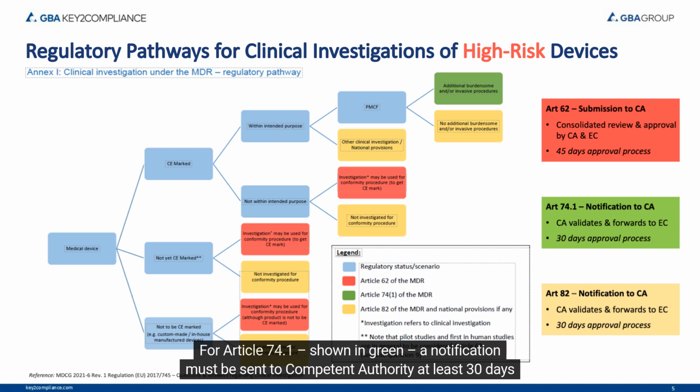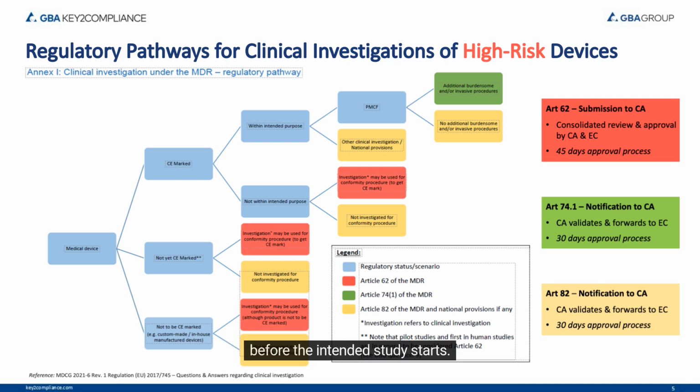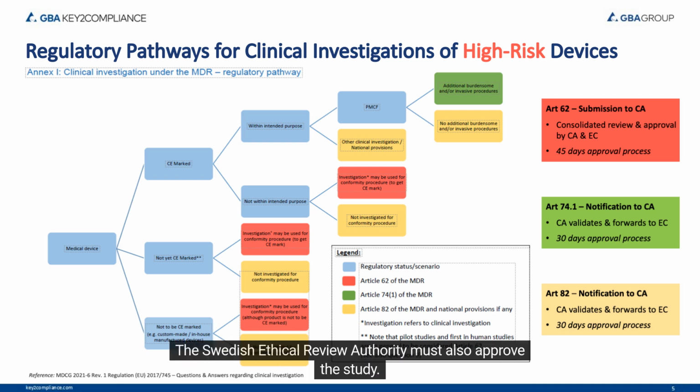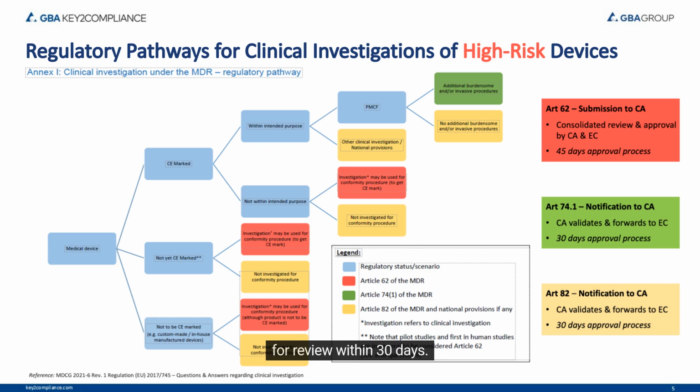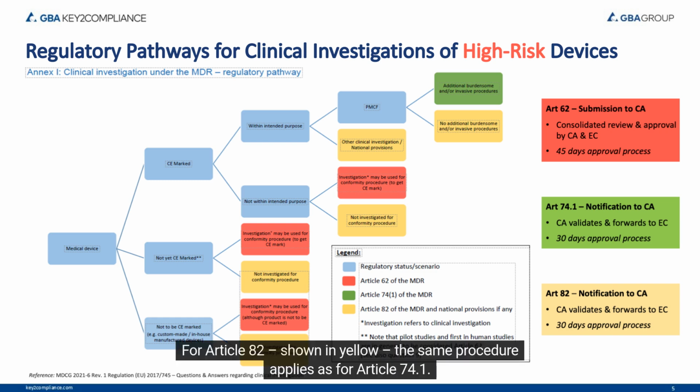For Article 74.1, shown in green, a notification must be sent to the competent authority at least 30 days before the intended study starts. The Swedish Ethical Review Authority must also approve the study. You submit the application via the competent authority, who forwards it to the Swedish Ethical Review Authority for review within 30 days. For Article 82, shown in yellow, the same procedure applies as for Article 74.1. Studies that fall outside the MDR must still be assessed by the Ethics Committee. These are, however, submitted directly to the Ethics Committee.